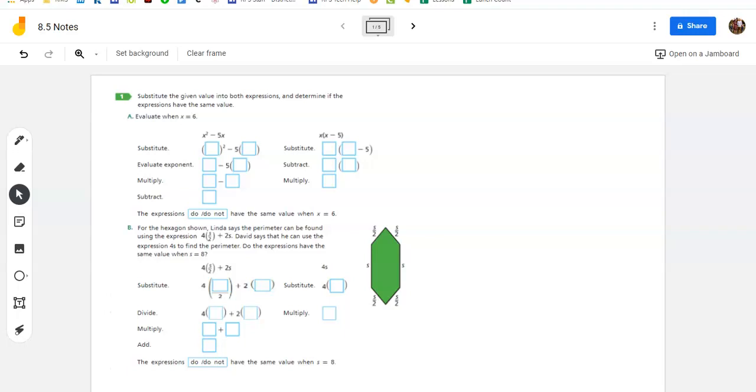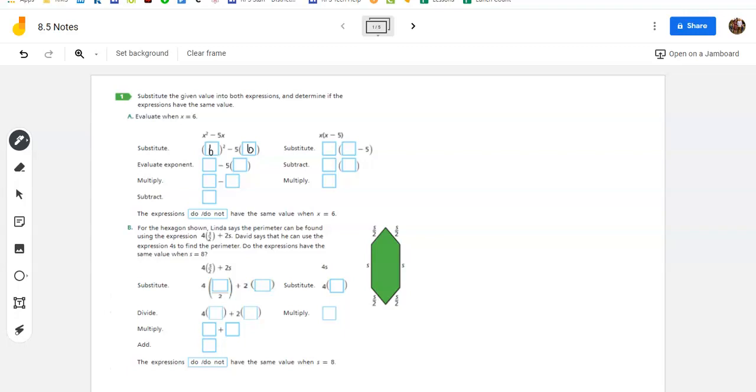This is 8.5. You can find this on page 261. It's called Identify and Generate Equivalent Algebraic Expressions. Number 1, substitute the given value into both expressions and determine if the expressions have the same value. So evaluate when x equals 6. So we're going to be putting a 6 in here because that's an x, and a 6 in here.